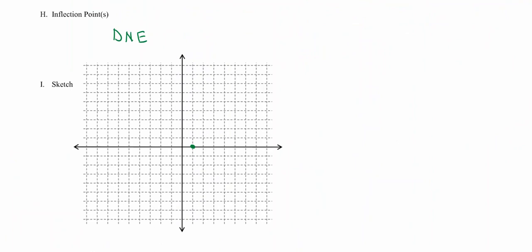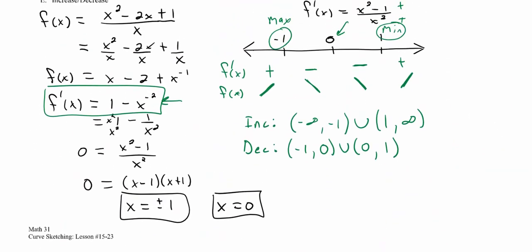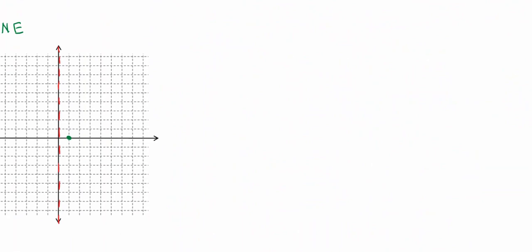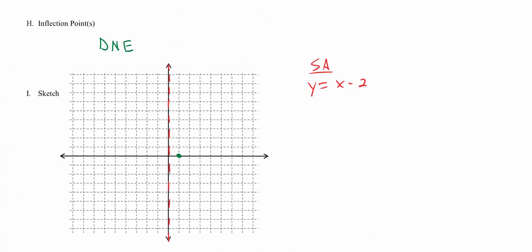We also knew that this thing had a vertical asymptote at x equals 0, so we have a line going there. Now, the other one that's going to be interesting for us is our slant asymptote, y equals x minus 2. I'm just going to write that to remind myself. So that's going to be from -2 and then going up like so. Something like that.